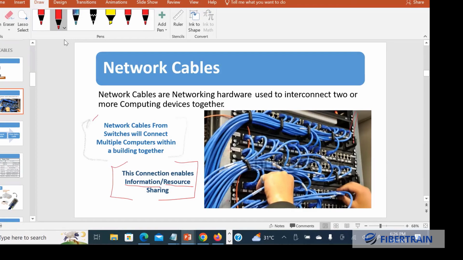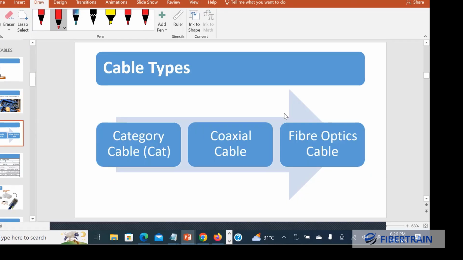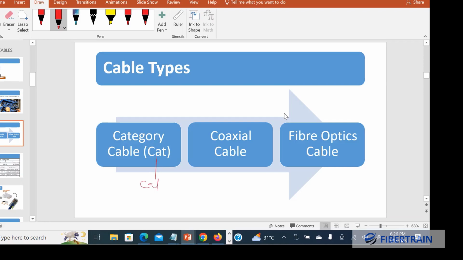And these cables come in different types. We have three major types of network cable. This Cat you see here stands for category. We have coaxial cable, and we'll look at the use cases of each of these cable types. And we also have fiber optic cables. So these are the major types of network cables.